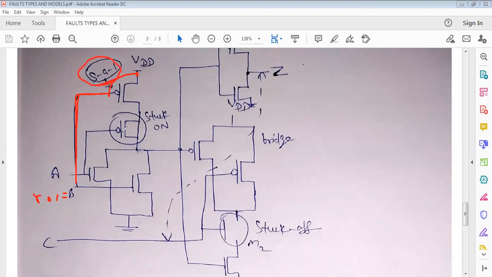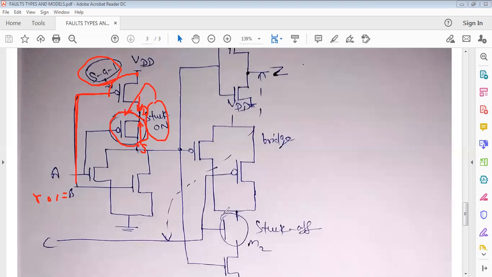Now consider this PMOS transistor. In the fabrication of this PMOS transistor, if the drain and source terminals are very close to each other, or by mistake the drain and source terminals have been shorted, then a permanent connection has been made between drain and source. So this transistor has been stuck on. This is a stuck on fault.